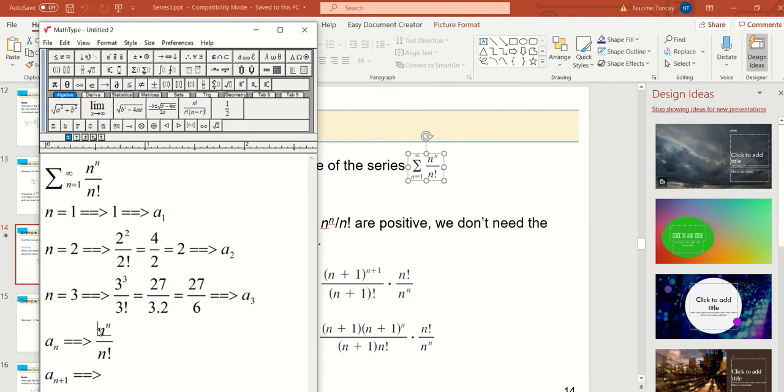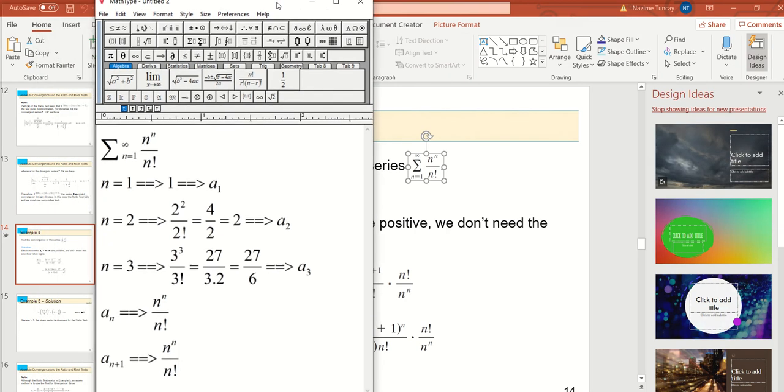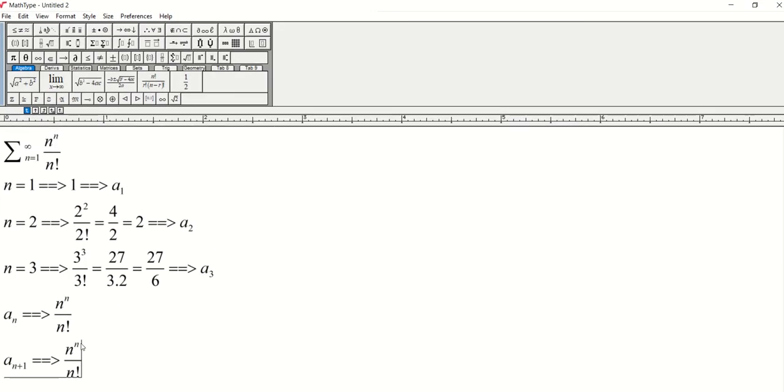We are going to write n plus 1 to each n. Every n will be n plus 1. So instead of n, I'm going to write n plus 1, and here n plus 1, and here I'm going to write n plus 1, as you can see. So this is the n plus 1 term, and this is the n term, a_n.